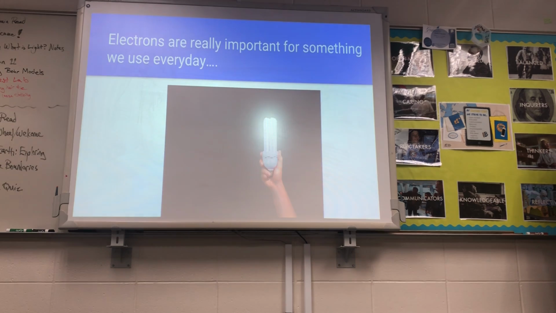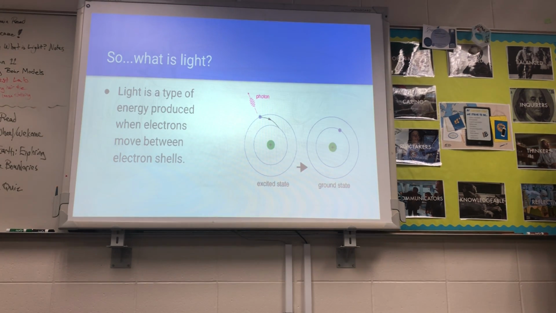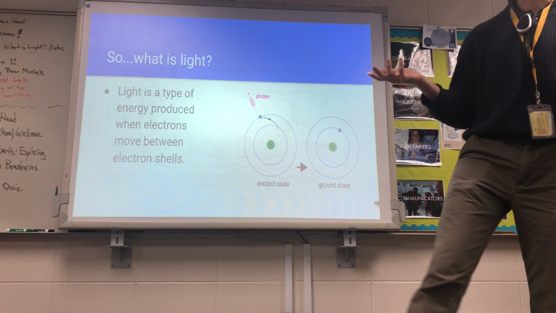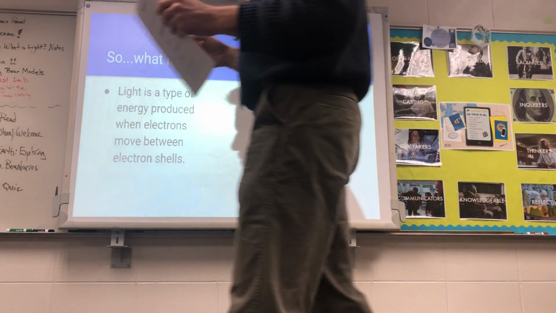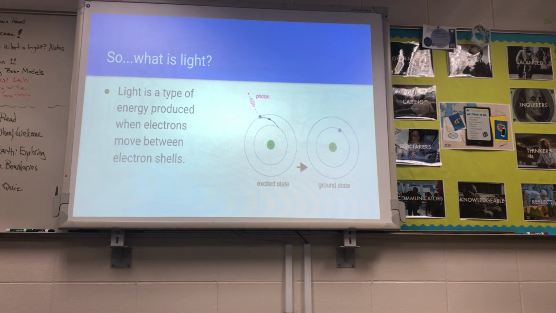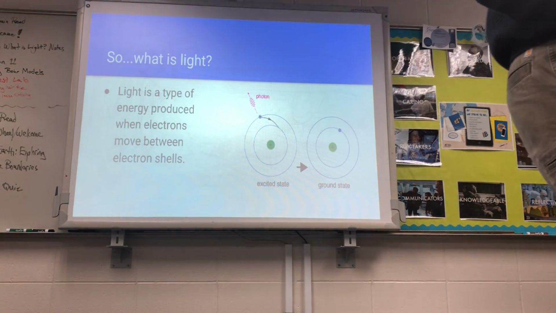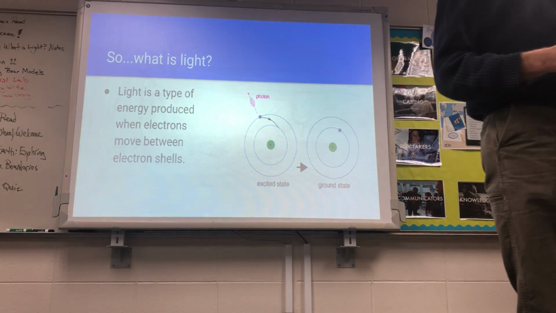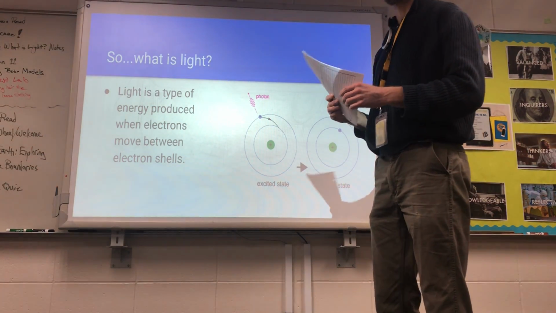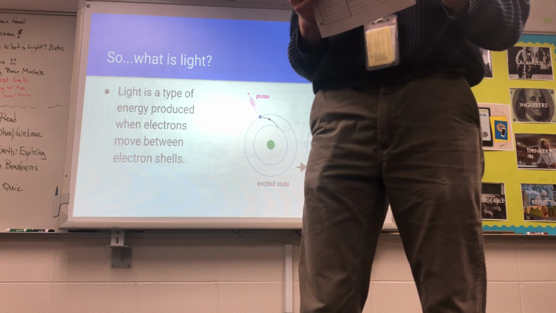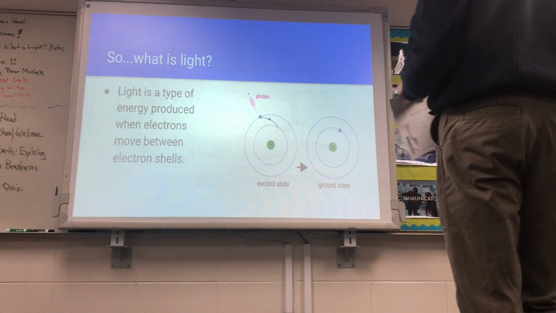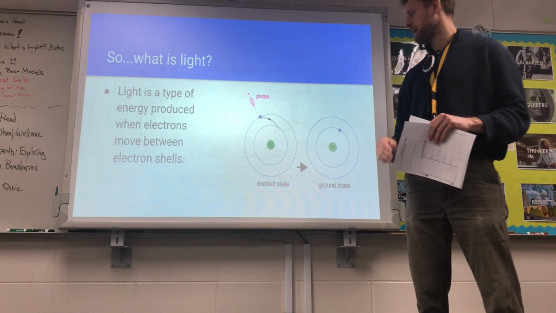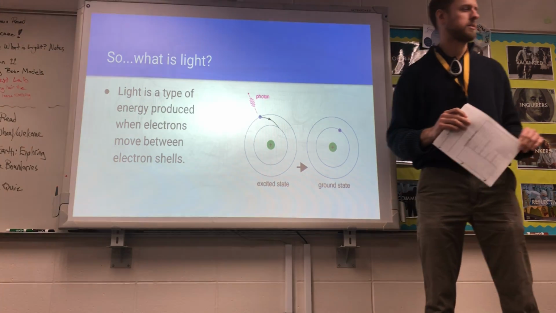So we'll look at light. Light is a type of energy. Get this note down if you don't have it already. Light is a type of energy. It's produced when electrons move between electron shells. Light is one part of the electromagnetic spectrum. Yes, I want you taking notes. Shells are like the energy levels of the elements. We'll look at that in a minute.